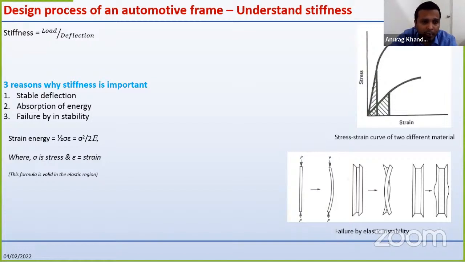Or for a similar example, if you sit in a sofa with a very, very soft spring, it may feel uncomfortable after some time compared to a hard sofa. Then there is another reason, the third important factor for stiffness: failure by instability.